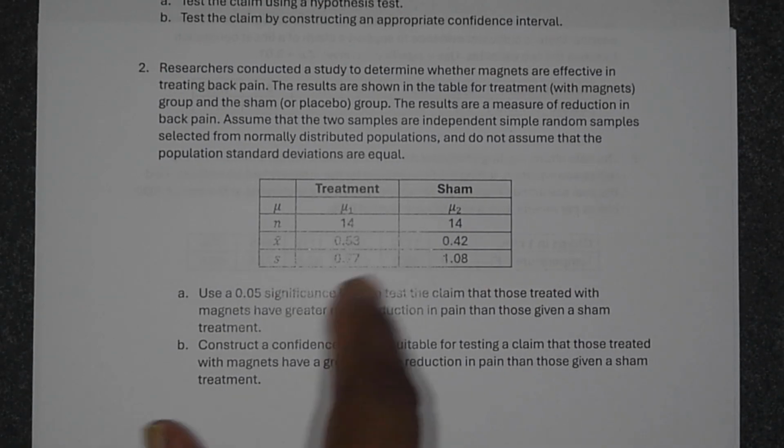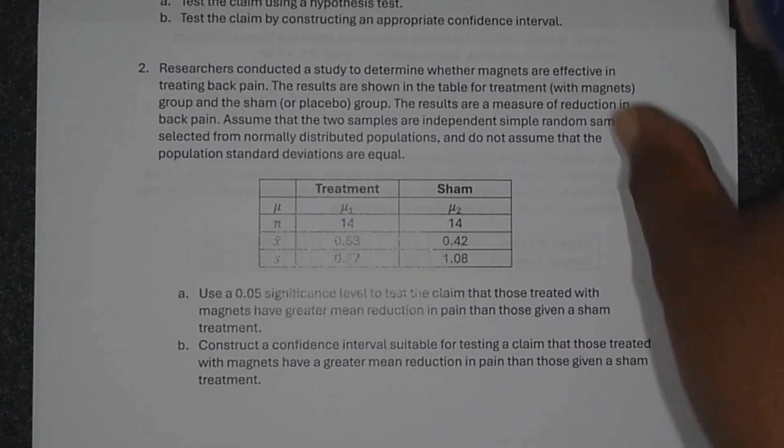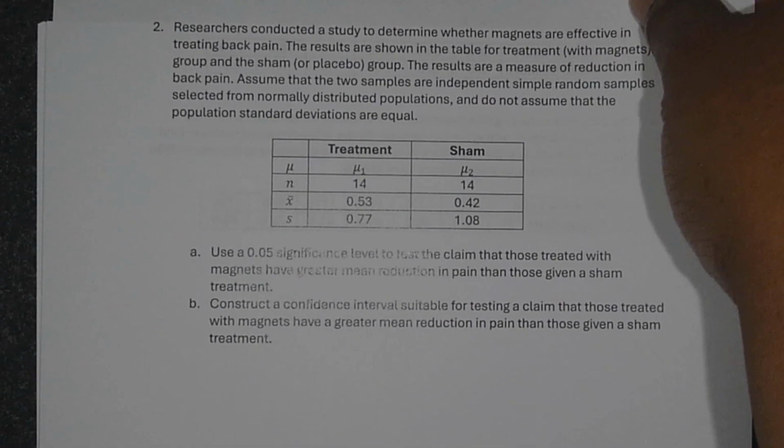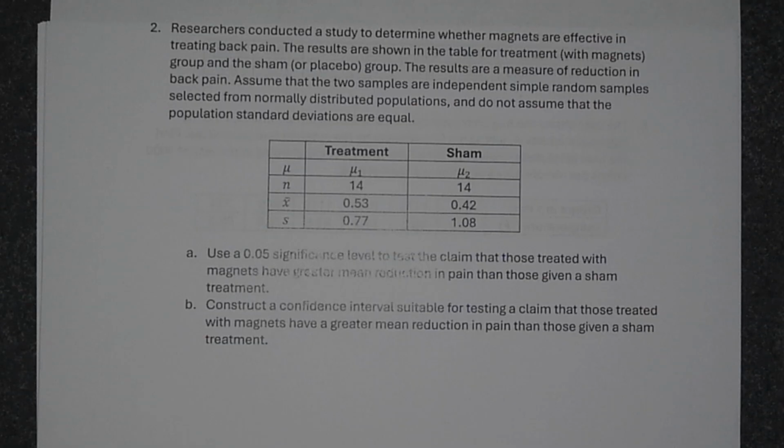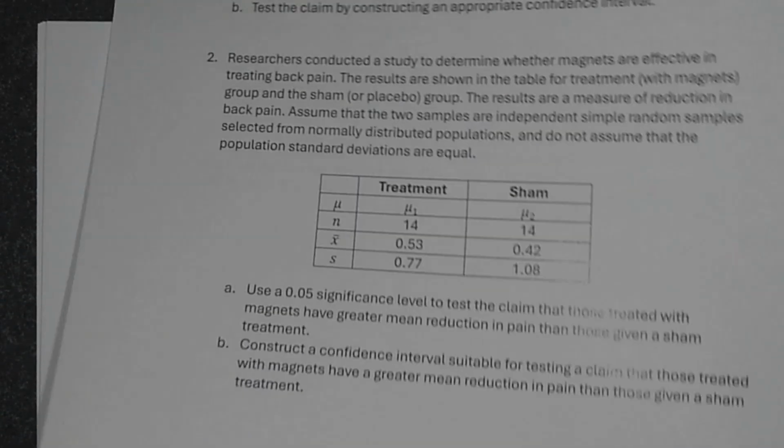All right, and in this case, here's the table that they give you. And in this case, we're going to use a 0.05 significance level to test the claim that those treated with magnets have greater mean reduction in pain than those given a sham treatment. And then part B is to construct a confidence interval suitable for testing a claim that those treated with magnets have greater mean reduction pain than those given a sham treatment. Okay, so here's problem number 2.